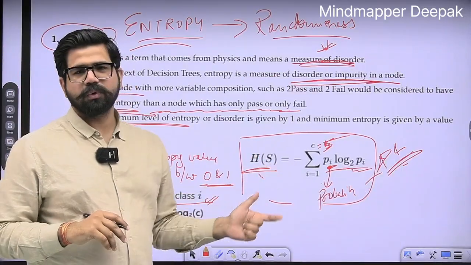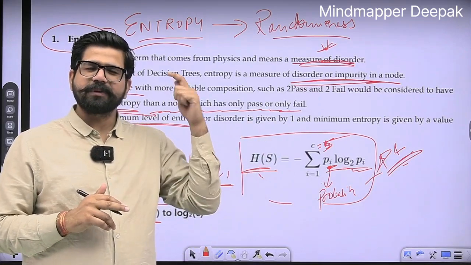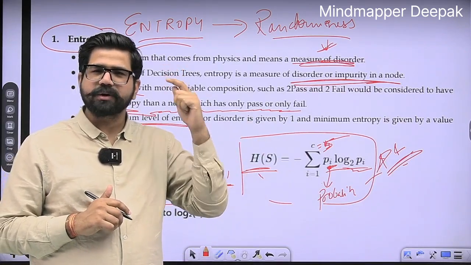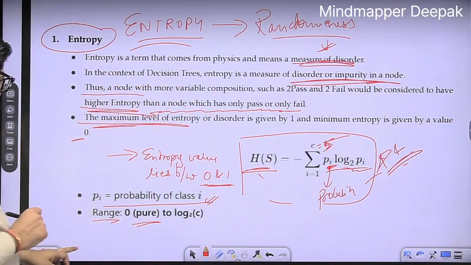So do not forget the negative, because it is a measurement of disorder. Just keep in mind with the impurity that it is a disorder. Disorder is a negative term. That's why you will get the negative there.